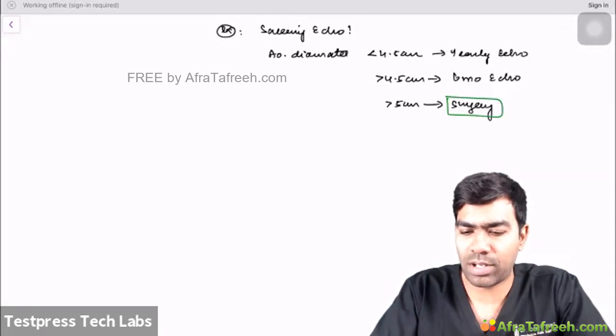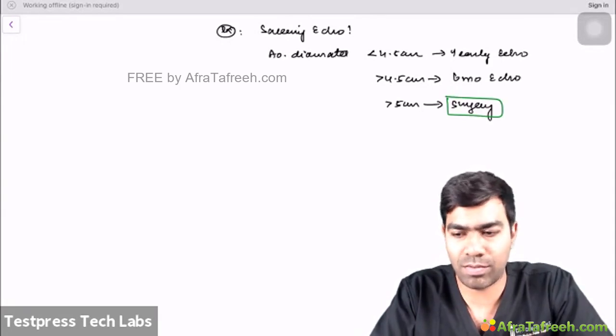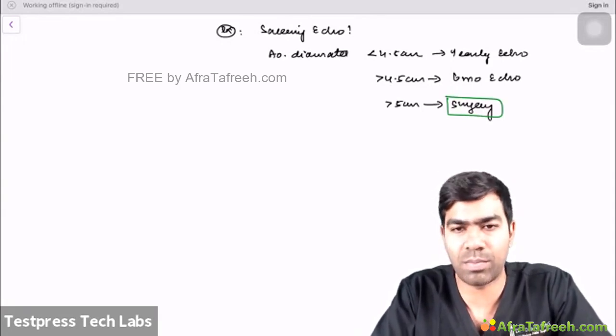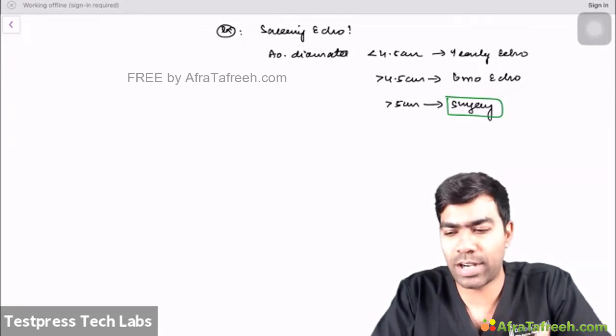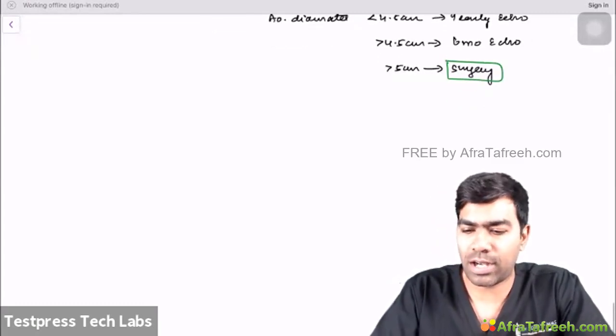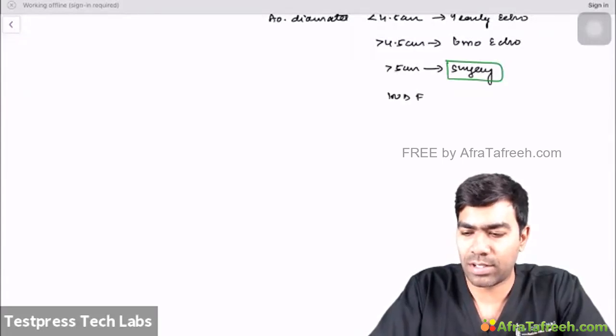Very important point. In other people, we take 5.5 centimeter or 6 centimeter as a cutoff. It will be a little higher, but in Marfan syndrome people, usually you do surgery at more than 5 centimeters. When the aortic root is dilated to more than 5 centimeter itself, you have to do surgery. So now they will definitely ask you one thing: what is the indication for aortic surgery? What are the indications for surgery?